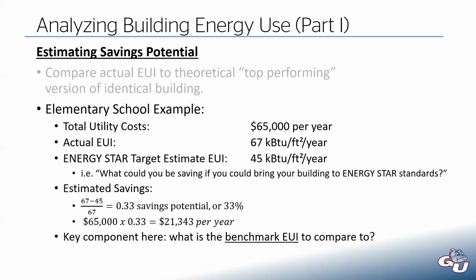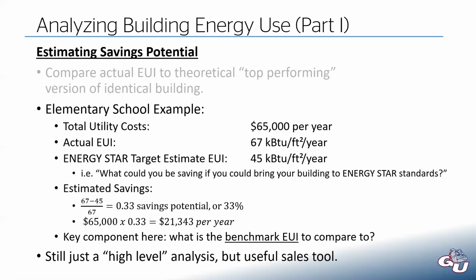But the key component here, what's the benchmark? In this case, we used 45 as our target EUI, but that is what all the savings potential is predicated on, is that 45. So it's very important to know, where did that come from, and are you confident about that number?